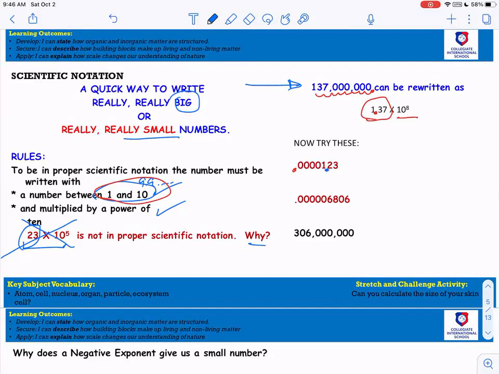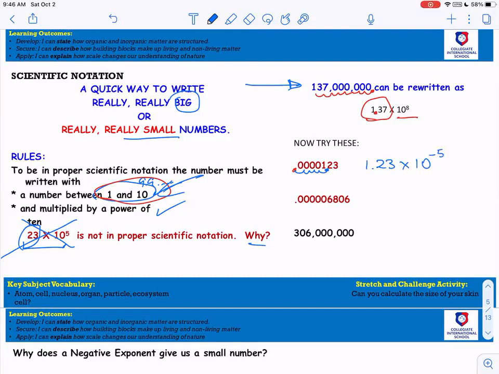Because it would be 1.23. I cannot do 12.3 because 12 is higher than 10. So then I have to do 1, 2, 3, 4, 5. So it would be 1.23 times 10 to the negative 5 because I'm going to the right.